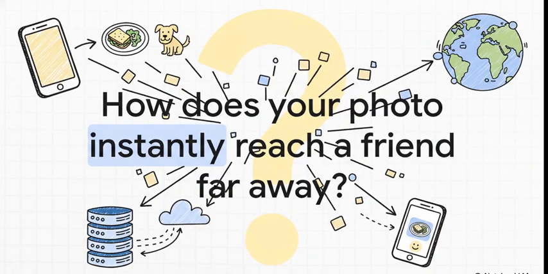Seriously, have you ever stopped to think about it? You snap a picture, tap send, and boom. Before you can even blink, it's on a screen halfway across the planet. How on earth does that happen? It feels like straight up magic, but what's behind it is actually a pretty brilliant system.